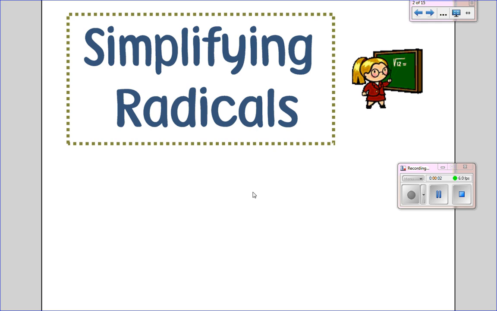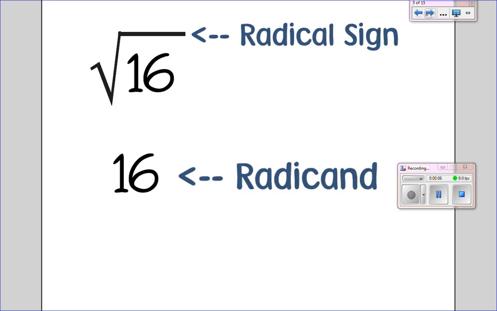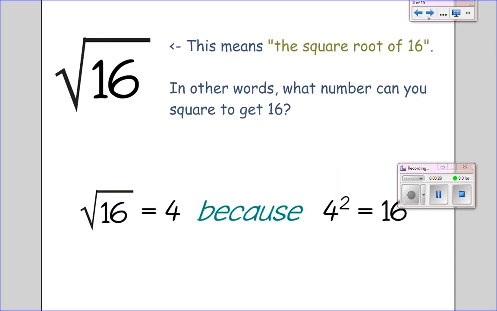In this video, we'll be looking at simplifying radicals. First thing to understand about radicals is that little thing that goes around it. The square root sign is what we call the radical sign. The number that's inside of the radical sign is called the radicand. Okay, so the sign is the radical sign, and the number is the radicand.